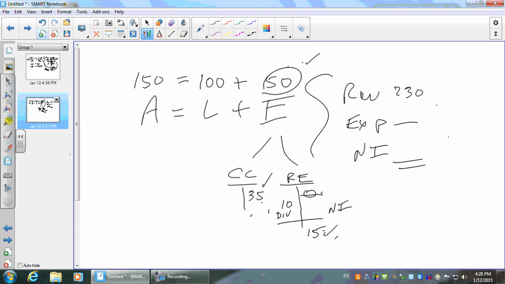Careful. We started with nothing. We took 10 out. We still have 15 left. How much came in? How much did we earn? 25. Net income's got to be 25, doesn't it? So if net income is 25 and that's where you take it from to put it in retained earnings, I bet you this is 25 on the income statement. Now I got it made. Is revenue a debit or a credit?